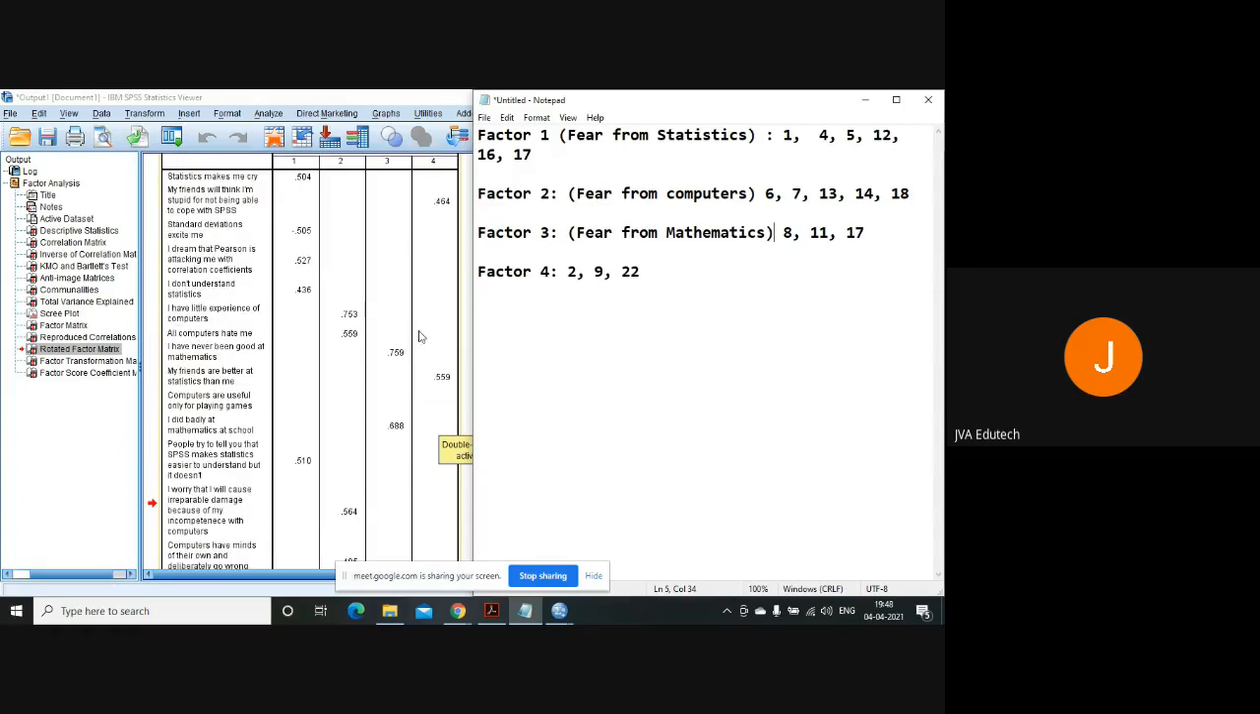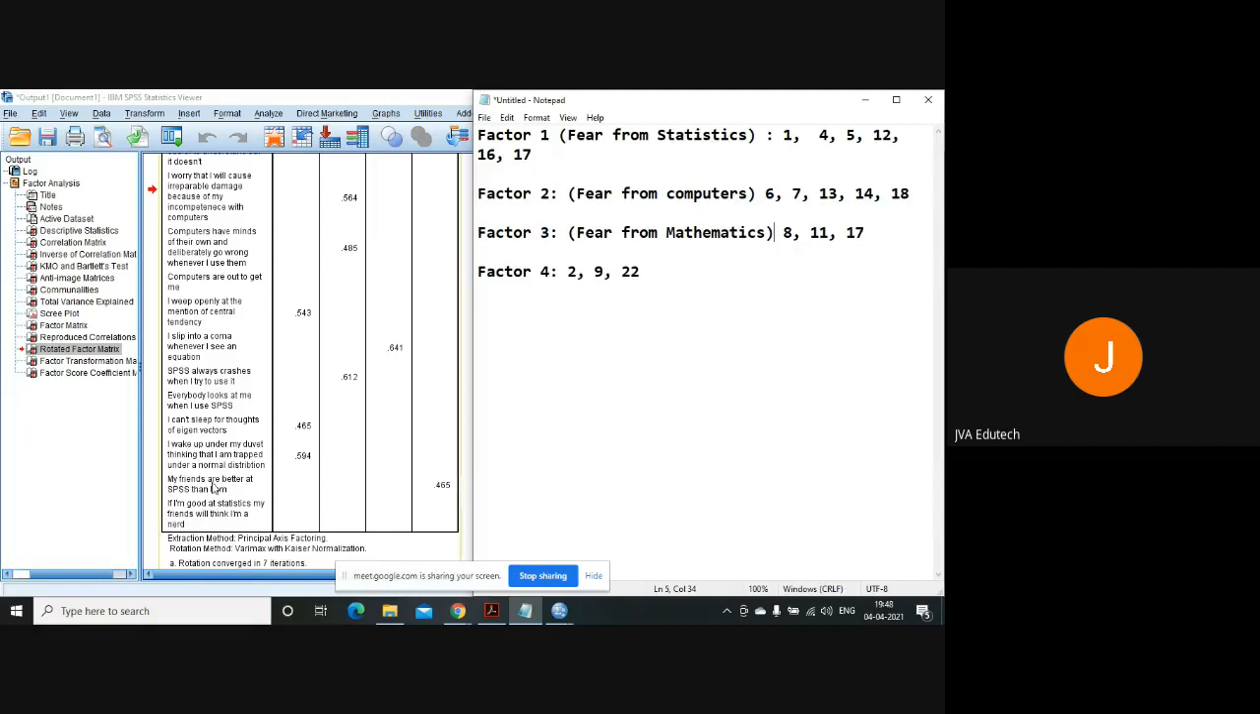Then, fourth one. My friends will think I am stupid for not being able to cope with SPSS. My friends are better at SPSS than me. My friends are better at SPSS than I am. All these are measuring fear of peer evaluation. How your friends will think about you. Now you got this?